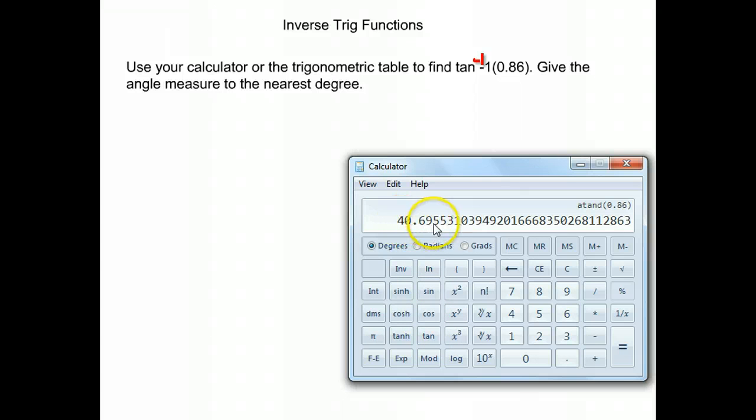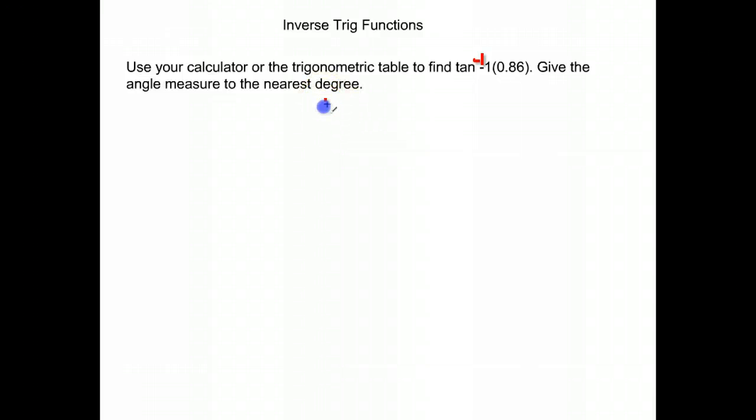And I get 40.69. That would round up to 41 degrees. So a 41-degree angle has a tangent of 0.86.